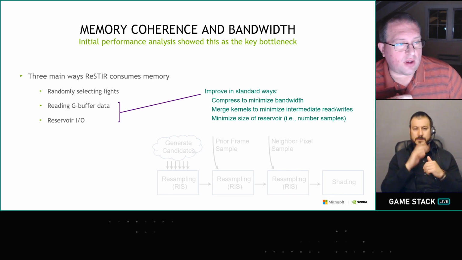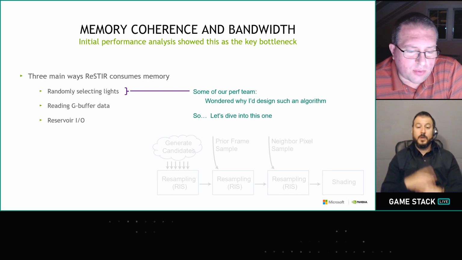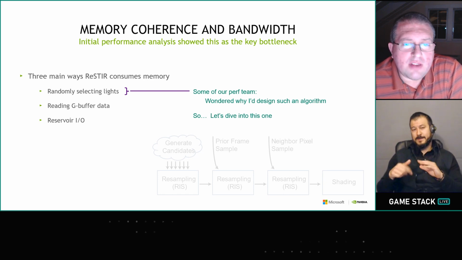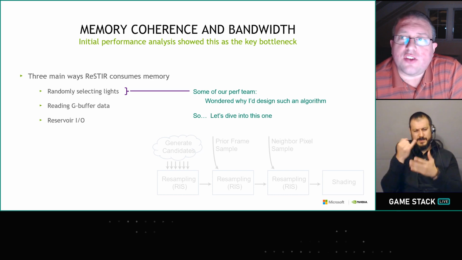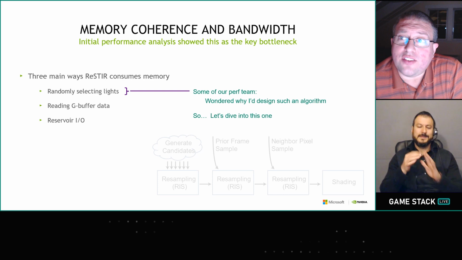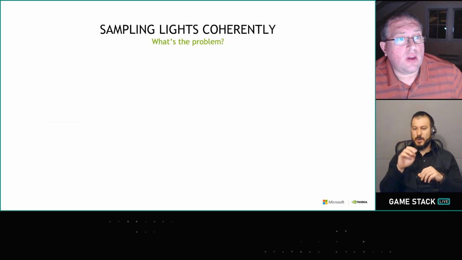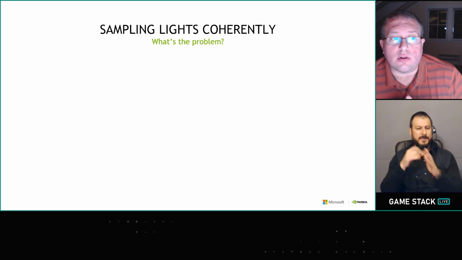What I want to focus on is the random selection of the lights. And when we first ran this by the perf guys, many of them openly wondered why we designed such an algorithm that randomly selects lights from memory in an incoherent way. So why is sampling lights incoherently a problem?